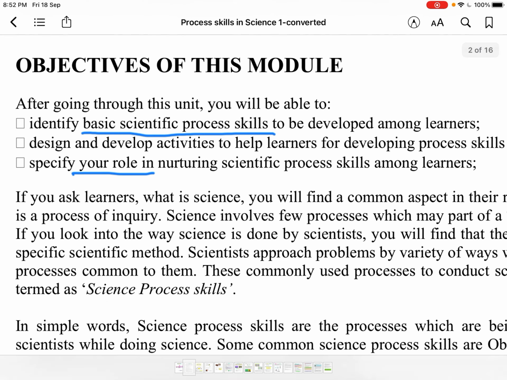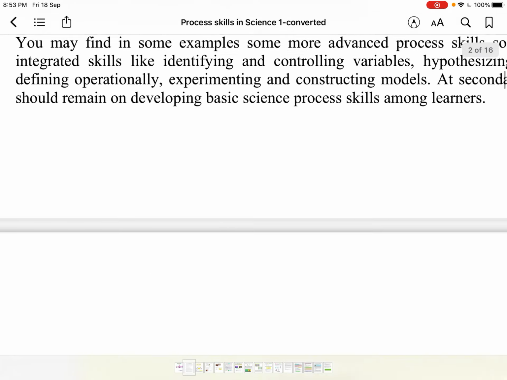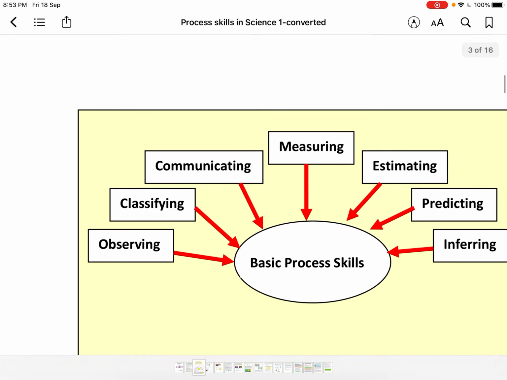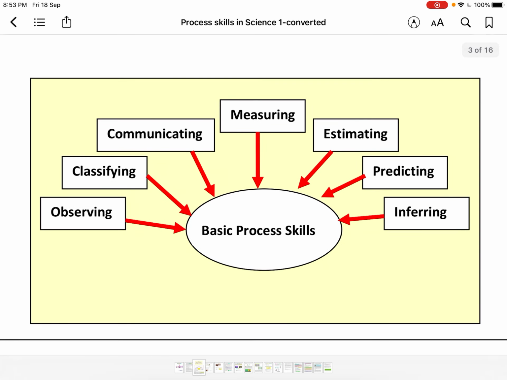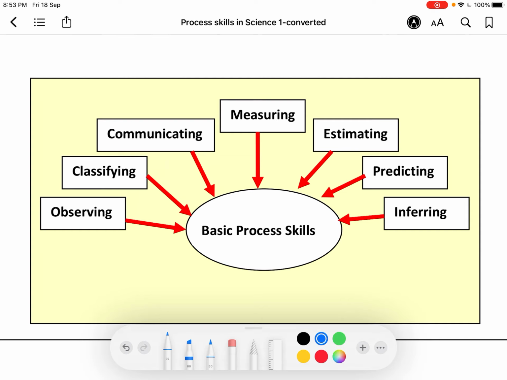Now directly let us come to this portion. Here you can see in learning science, there are certain basic process skills involved. Those skills are namely observing skills, observation, classifying, communicating, measuring, estimating, predicting, and inferring. So what are all these skills? We'll see one by one today.